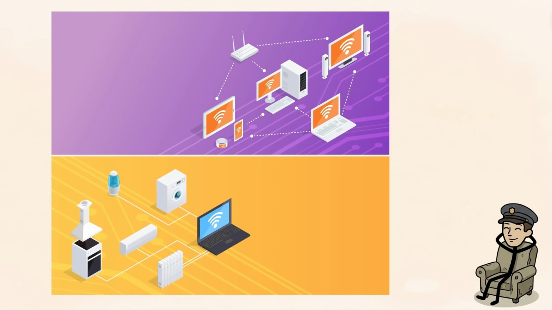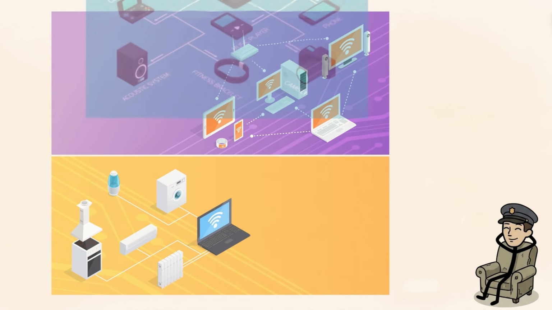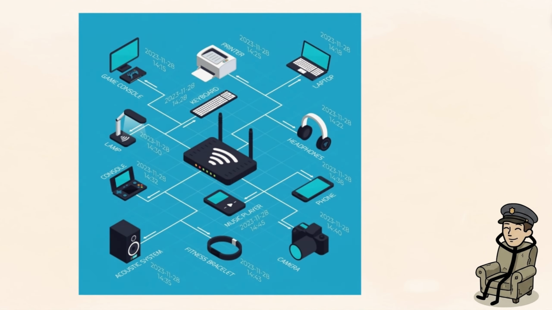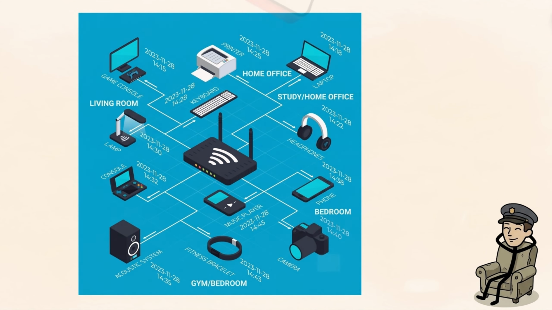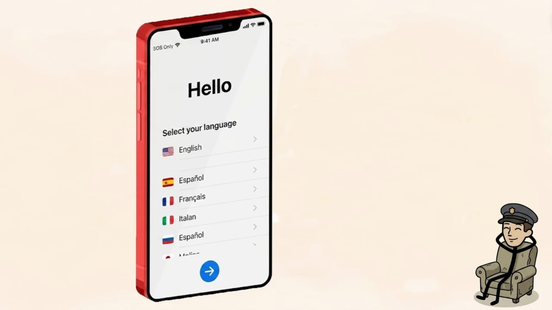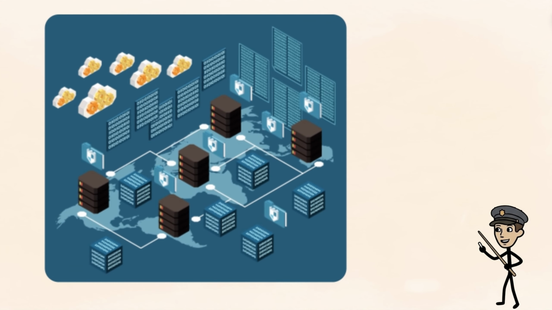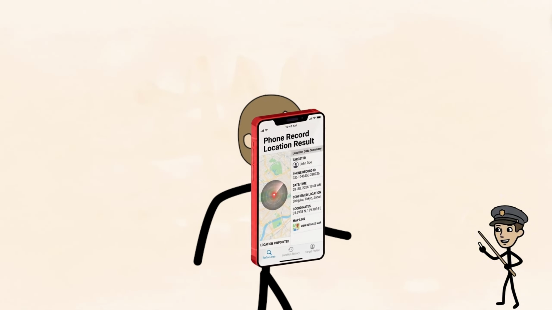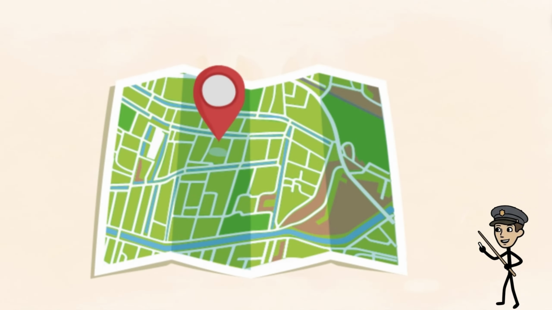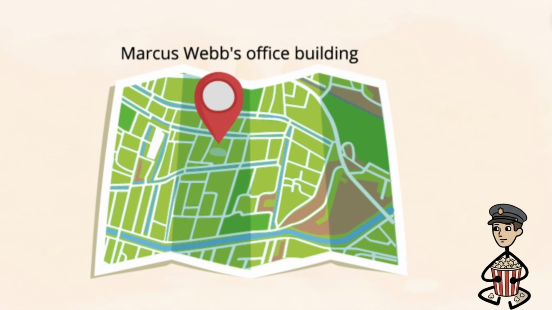Network logs from routers and internet service providers record every device that connected to a network, at what time, and from what location. Even a phone that has been factory reset leaves connection records in the ISP's infrastructure. Elise Farrow's phone records placed her at Marcus Webb's office building 3 times in the week before his death, on days she had told investigators she hadn't visited.